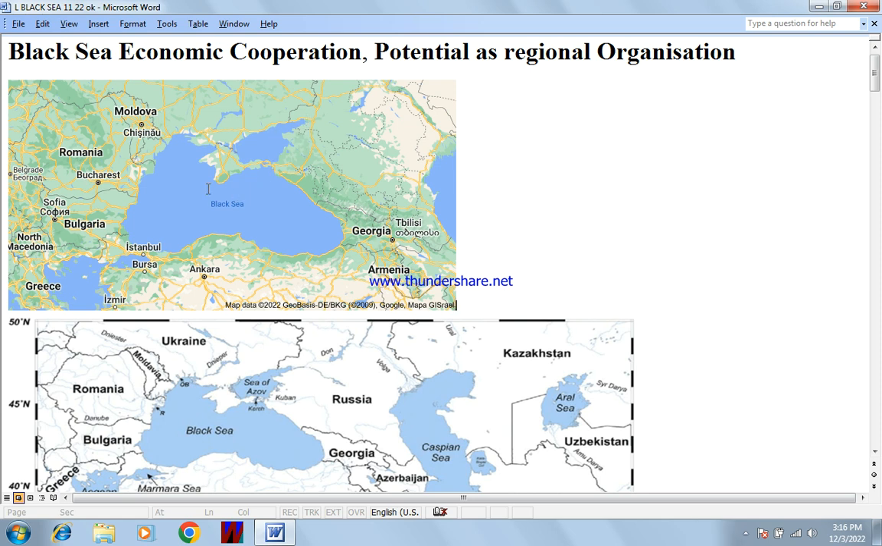This is Black Sea. These are its littoral states. This is Sea of Azov. Now let me show you the countries. This is Ukraine. This is Russia. This is Georgia. This is Armenia. And this is Azerbaijan. And in this picture, this is Caspian Sea. And this is Kazakhstan. This is Uzbekistan.